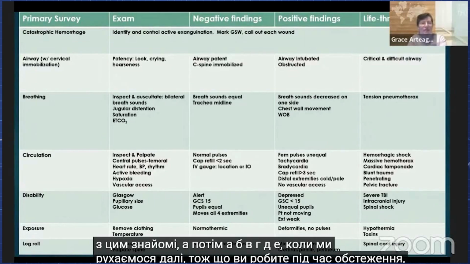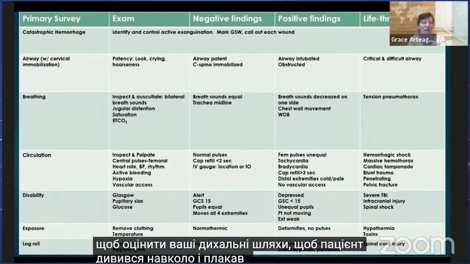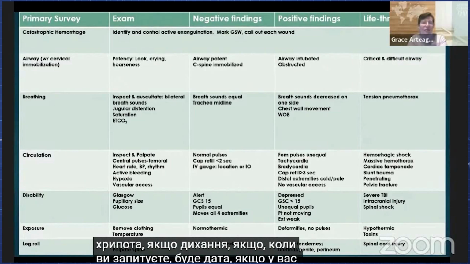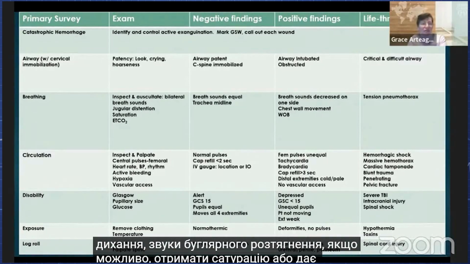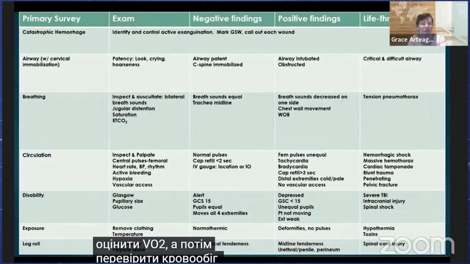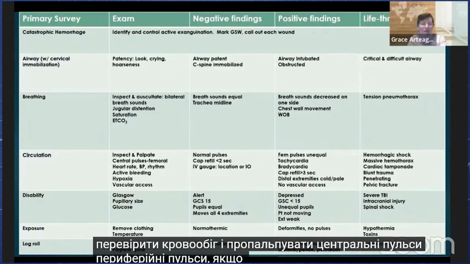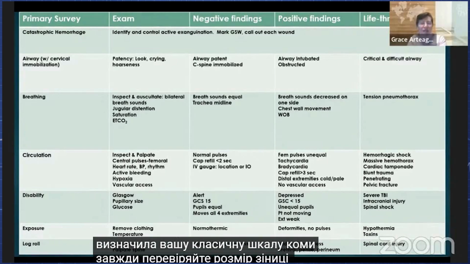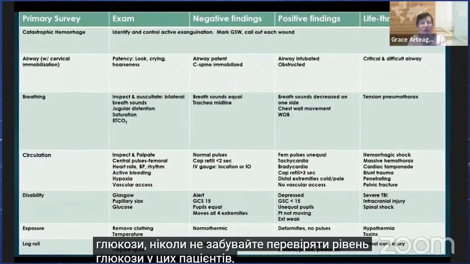So what do you do in your exam to assess your airway? If the patient is looking around, crying, if there's hoarseness. For breathing, when you auscultate, check for bilateral breath sounds, jugular distension, and if possible get a saturation or end-tidal CO2 assessment. For circulation, inspect and palpate central and peripheral pulses. As far as disability, determine your Glasgow Coma Scale. Always check the pupillary size and the glucose.